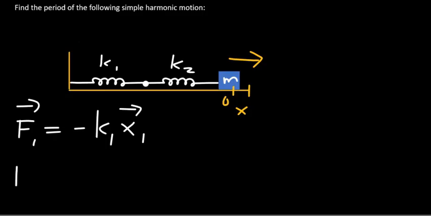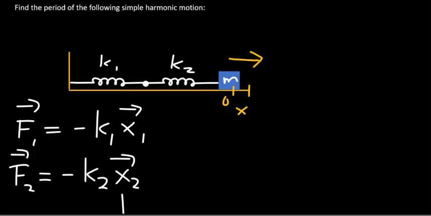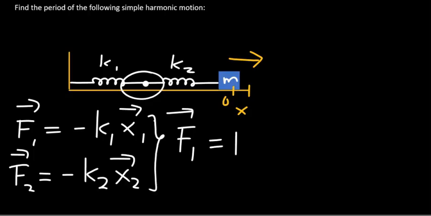Likewise, the force due to spring 2, F2, is given by minus K2 x2, where x2 is the amount of stretch of spring 2 as m is displaced to the right. The springs are connected in a straight line, so that means these two forces must be the same. If they are not the same, then the connection would break.